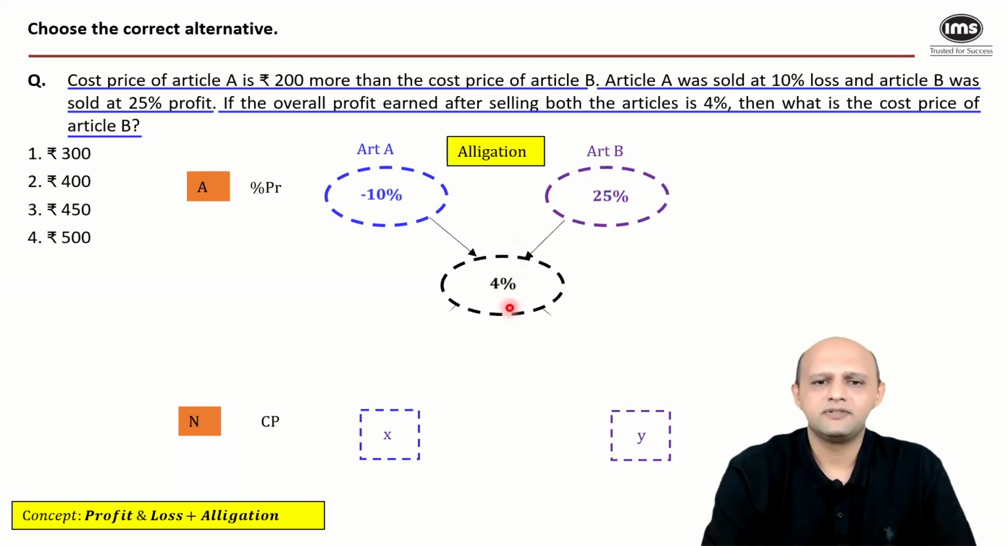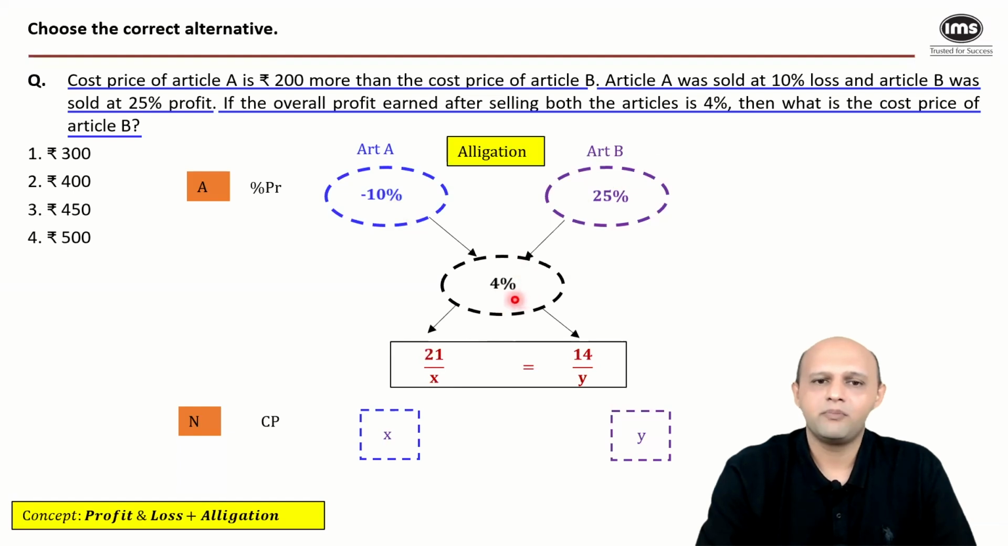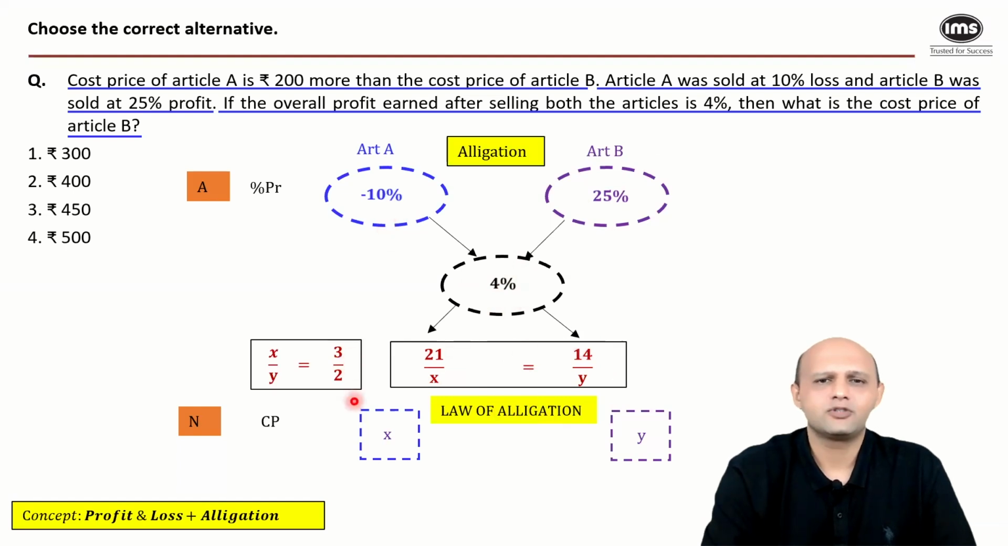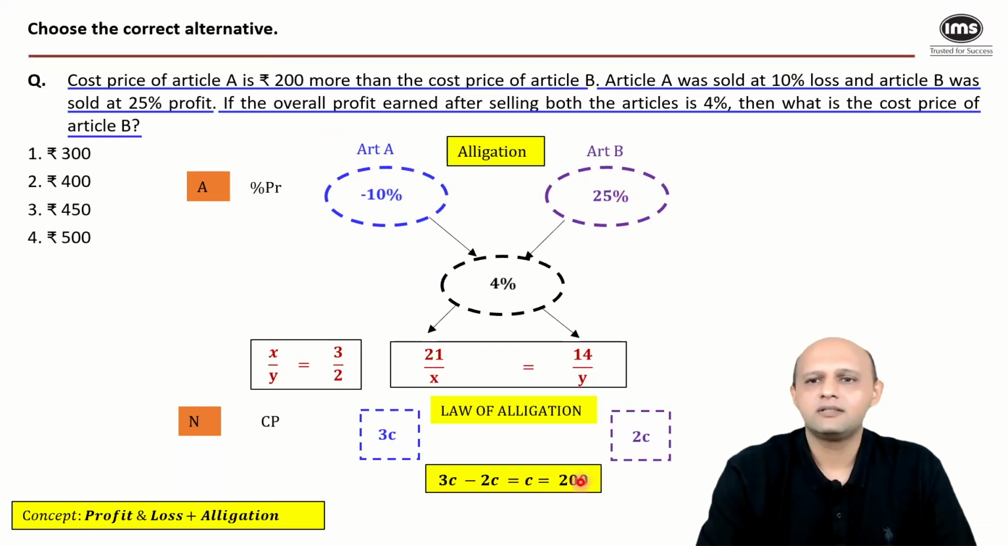Next, just note the differences. This would be 14 because it would be 4 minus of minus 10, which is 14, and 25 minus 4, which is 21, which is essentially what we required. Because now what is the ratio by law of allegation? X is to Y is going to be 3 is to 2. That's all we needed. So if this is 3C and this is 2C, the difference is 200, because article A is 200 more than article B. So if C is 200, we've got the cost price of article B, which is 2C, which would be 400.